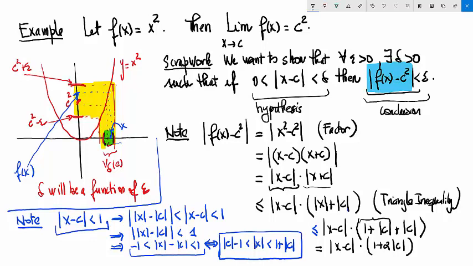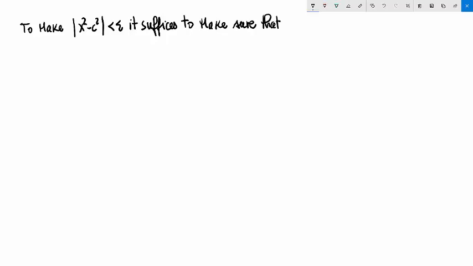Okay, so now we know how to control this quantity here, and so we'll observe that to make the distance between x squared and c squared less than epsilon, it suffices to make sure that, so let me rewrite what we have here. Earlier, again, this is scrap work, so it doesn't have to be all clean. So we have x squared minus c squared. We proved that this is less than or equal to the absolute value of x minus c times 1 plus 2 times the absolute value of c, right?